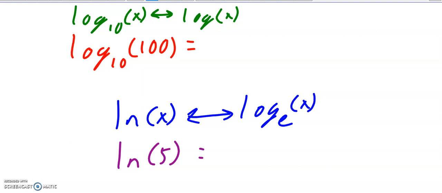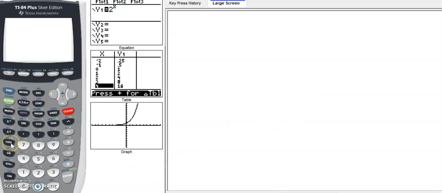All right, so I know some of you saw this in class, some of you did not, so I want to make sure that we're all on the same page, and that is, how do we type logs into the calculator? So remember, in our calculator, we have this button right here, log, and then we also have this button right here, ln. That's natural log.